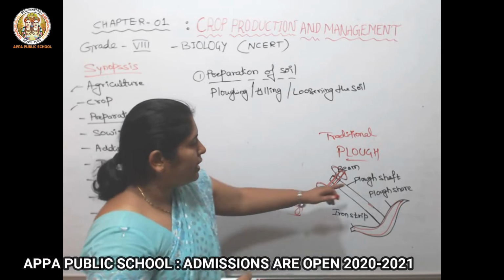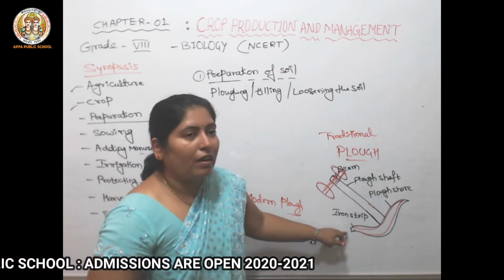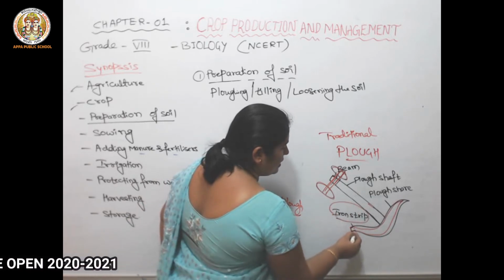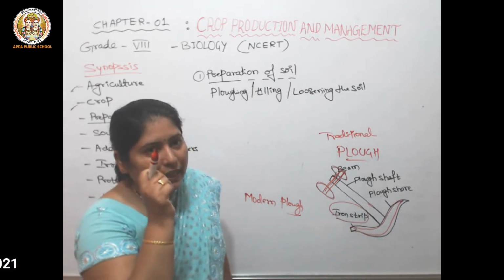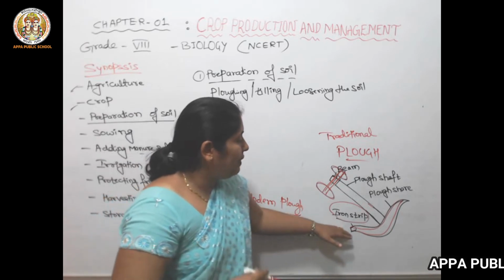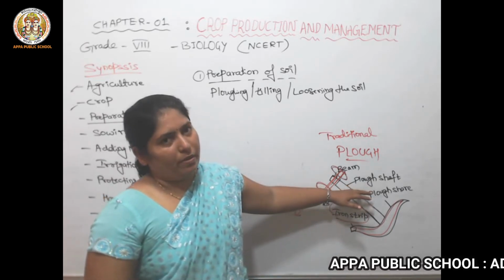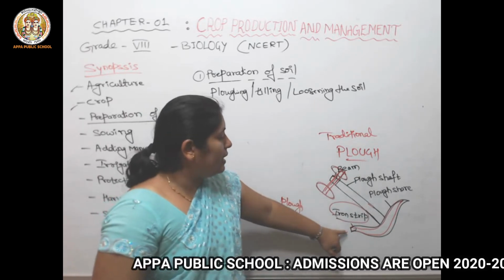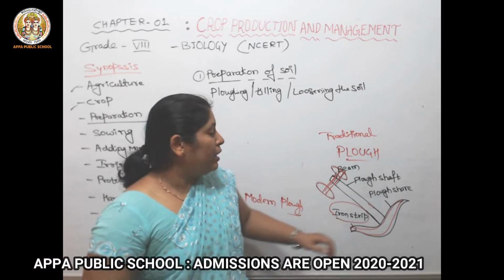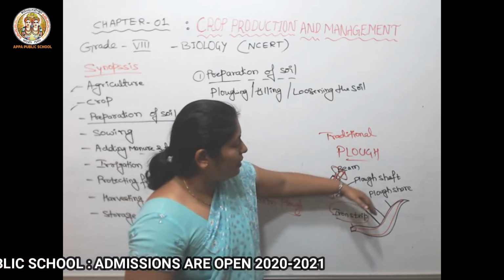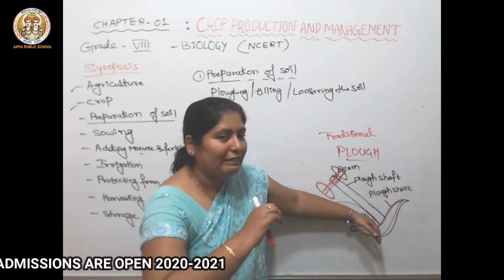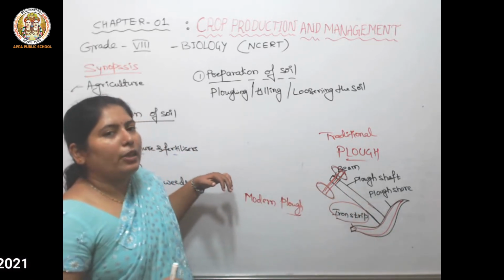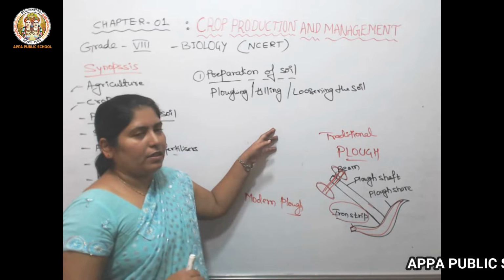So this plow share has a triangular iron strip over here. You can see this one. This is an iron strip, so that this iron strip gives more strength to this tool. The main function of loosening the soil is done by this iron strip. This is the only part which gets in contact with the soil, piercing the soil and entering inside it and loosening the topsoil when the animals move forward.